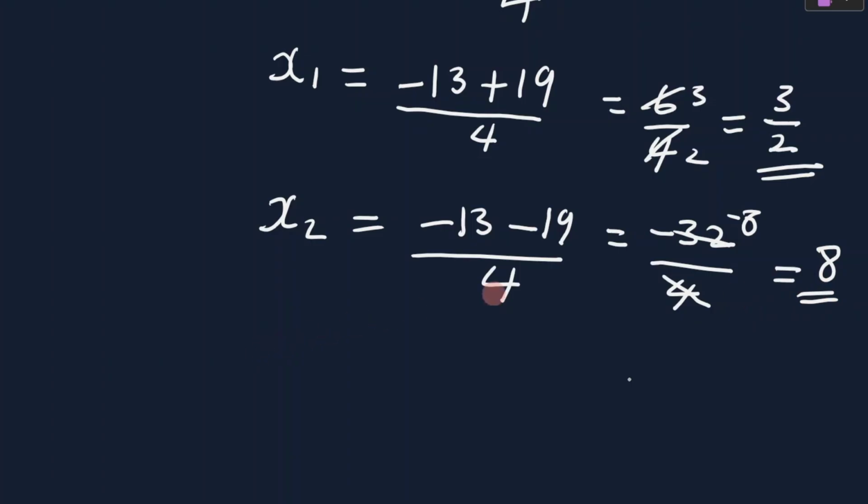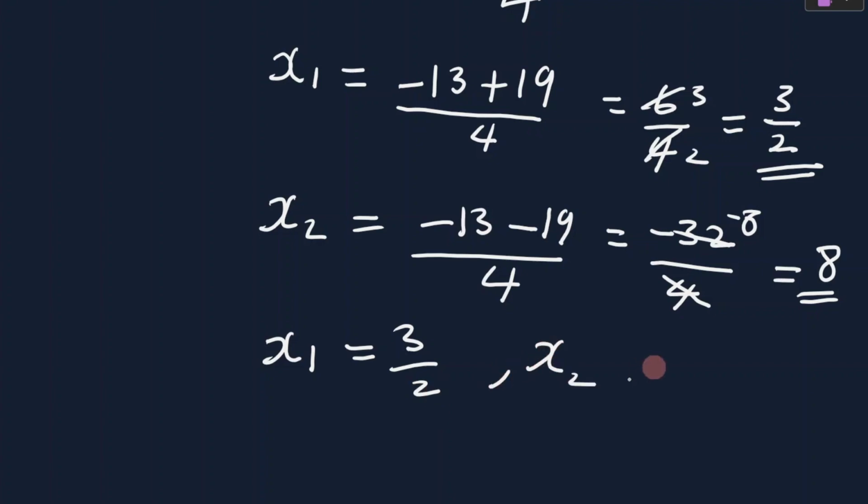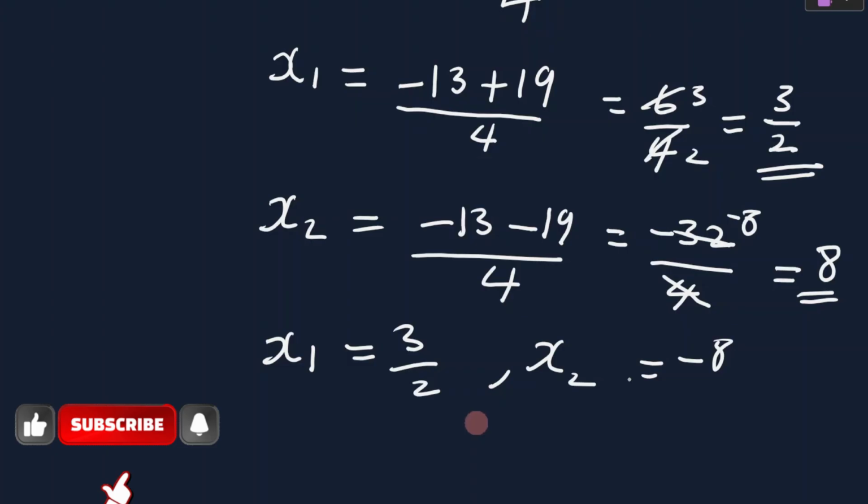So from our result, we deduce that s1 is equal to 3 over 2, while s2 is equal to negative 8. Remember that the s we are looking for is the side of the rectangle. Now, do you think that the side will be a negative value? No. Therefore, we are going to accept s to be equal to 3 over 2.